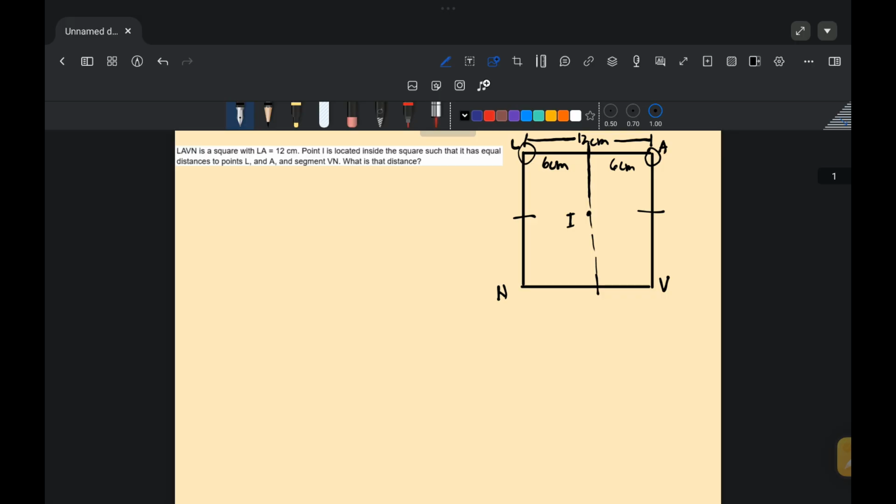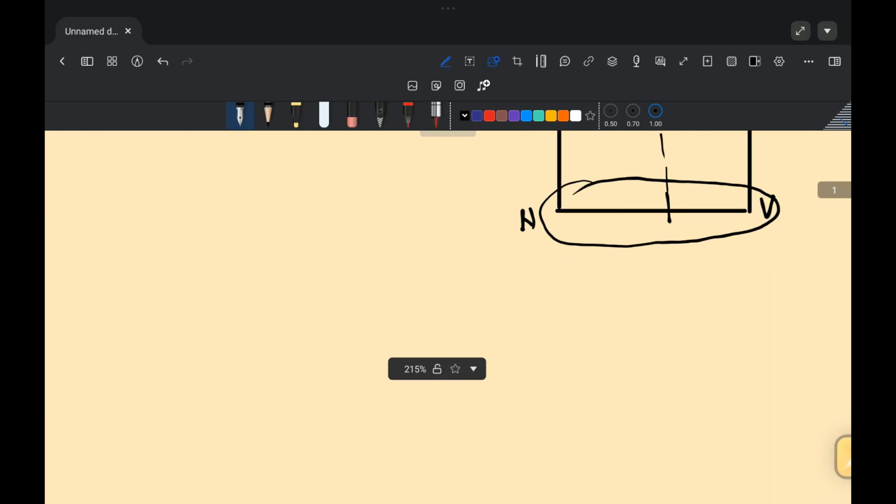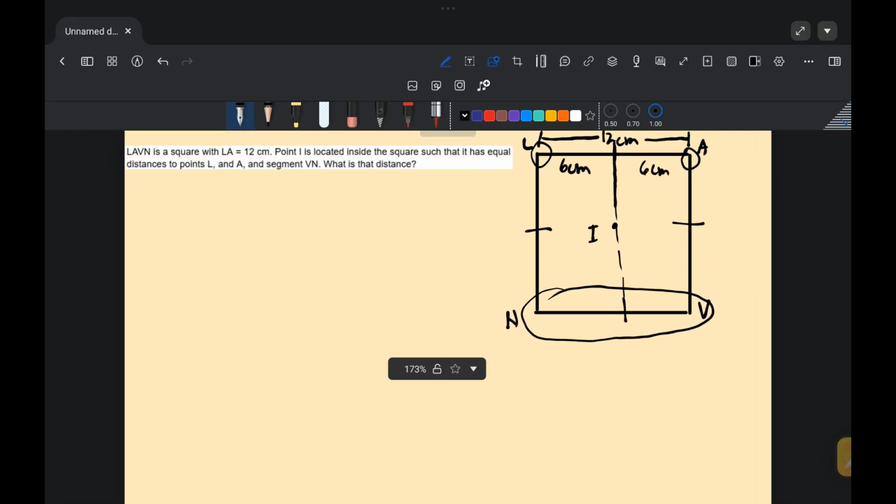So condition 2, equal distance from segment VN. This is our segment VN, and distance to a segment, as a context clue to the problem, means perpendicular distance. Segment VN is the bottom side. Points at a fixed distance from VN lie on a horizontal line above it. So let's say there's a horizontal line here. It means that anywhere on that horizontal line is where I is located.